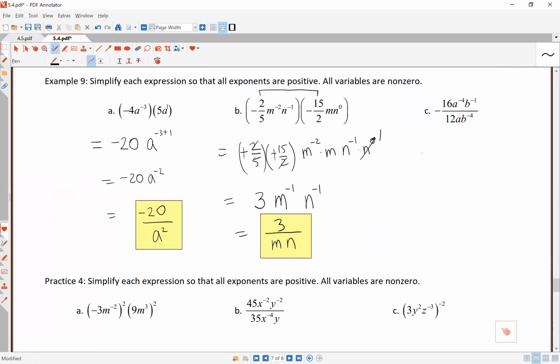Letter C. I like to simplify my fractions first. 4 goes into 16 four times, and 4 goes into 12 three times. Now I like to take all of my positive exponents and leave them right where they are. a to the negative 4th goes to the bottom as a to the 4th. b to the negative 1 on top goes down as a b to the 1st, and b to the negative 4 on the bottom goes up as b to the 4th.